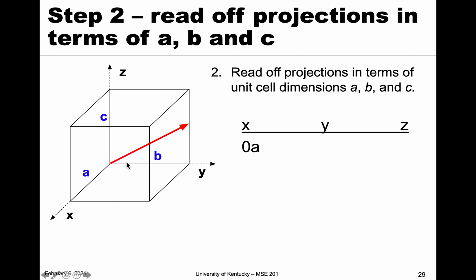Then we go to y. For y, the projection runs the length of the y direction, so that is 1. It goes all the way, it touches this edge, and so that's 1 length of b. So 1b. If you project it down to the y-axis, it is 1. And the last part, in the z direction, the projection is going to be 1/2, because from this point we go up 1/2 the length. And so that would be 1/2 c. So those are my projections.